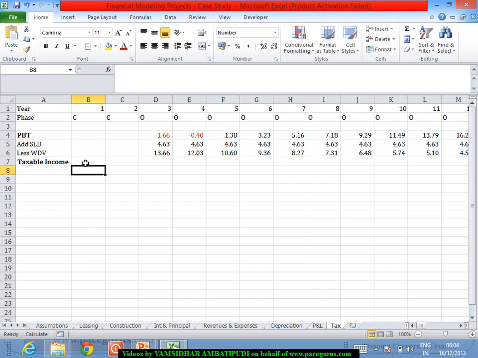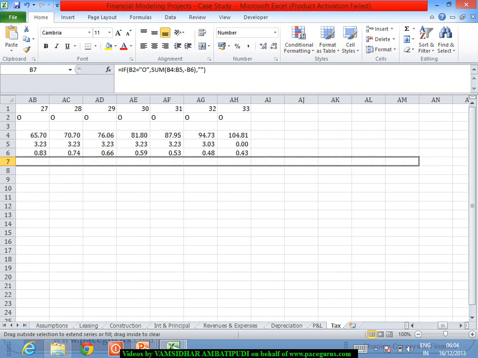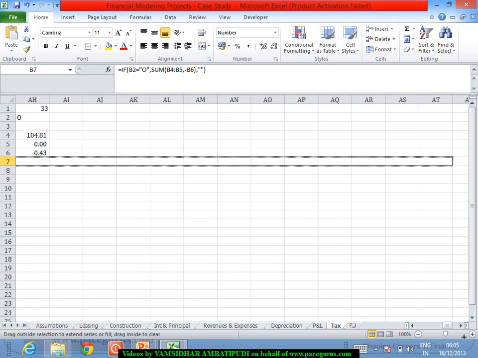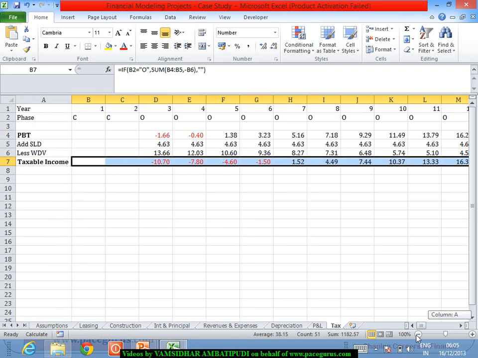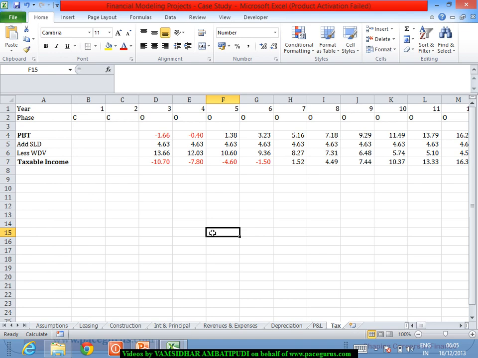So I'm computing here, this is blank, and going ahead it is working out that the taxable income in some years is negative. So the actual tax is applicable on these particular values. Whatever is the tax rate that we are talking of, it is applicable on these values. Right? The corporate tax rate is applicable on these values.